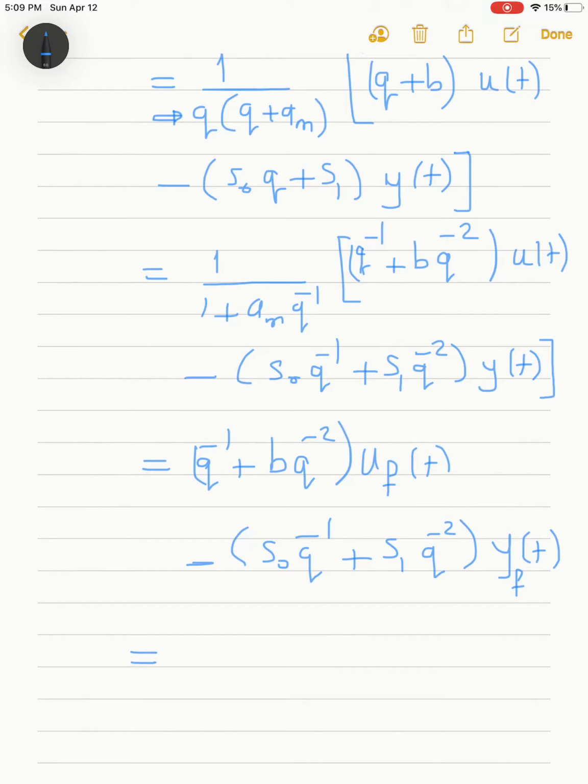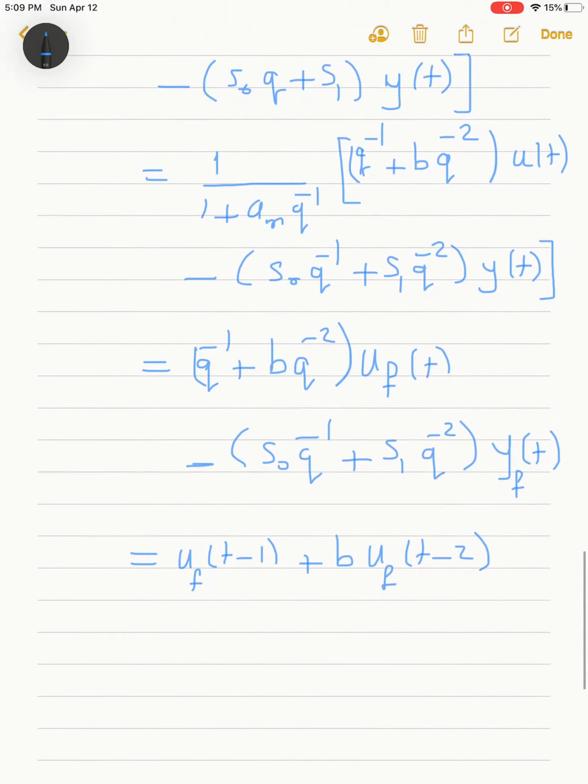a difference equation that will give me the filtered signal of u at t minus 1 plus b times the filtered signal of u at t minus 2, minus s0 times the filtered signal of y at t minus 1, minus s1 times the filtered signal of y at t minus 2.